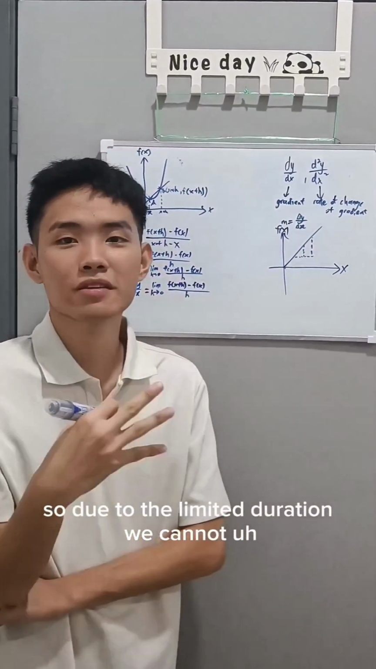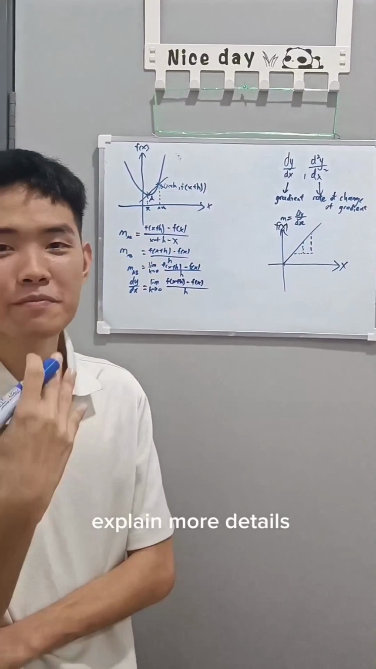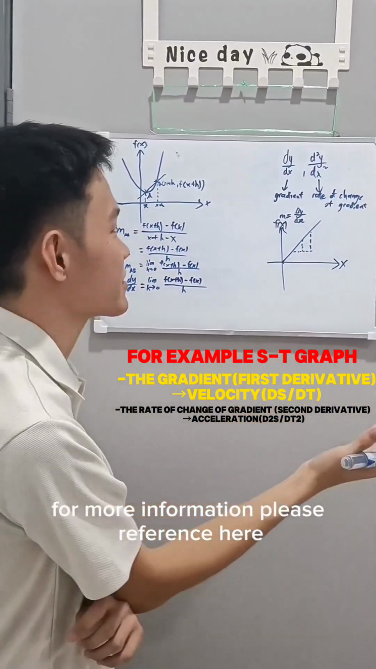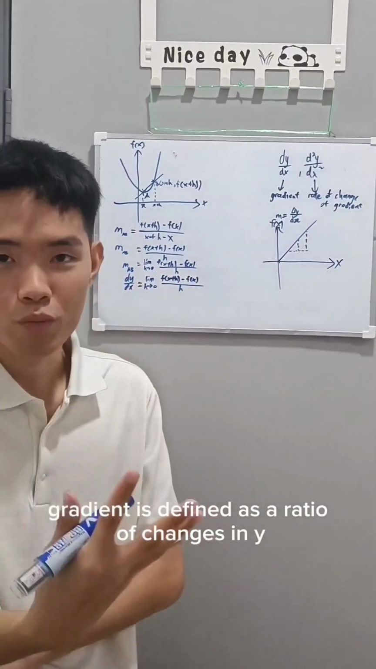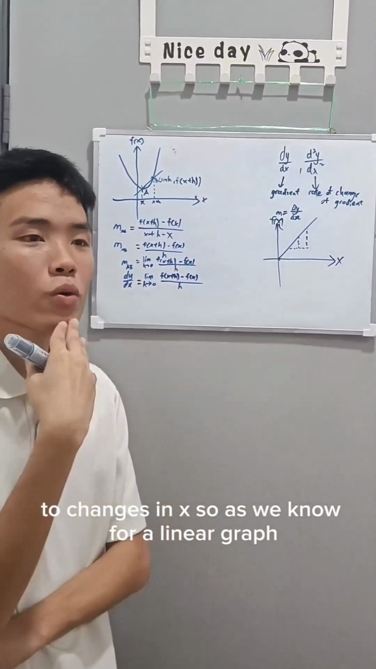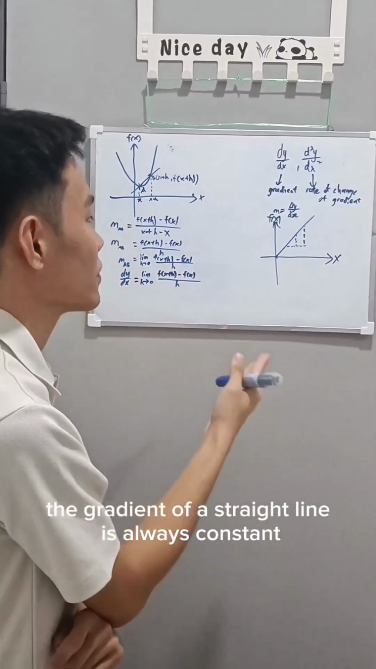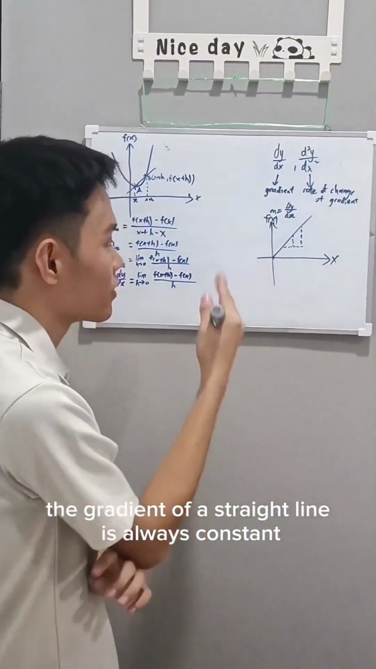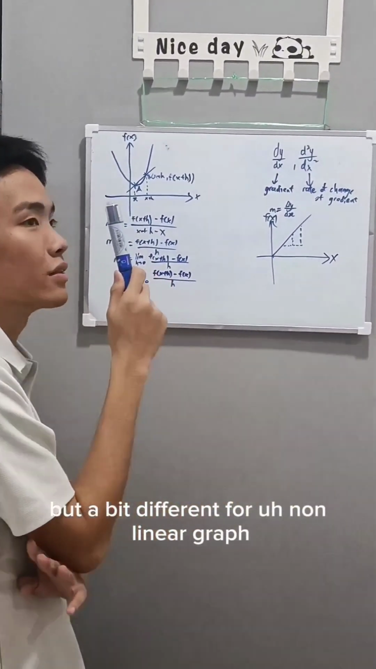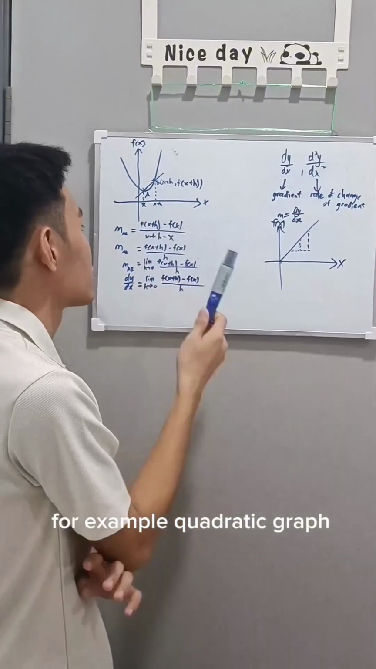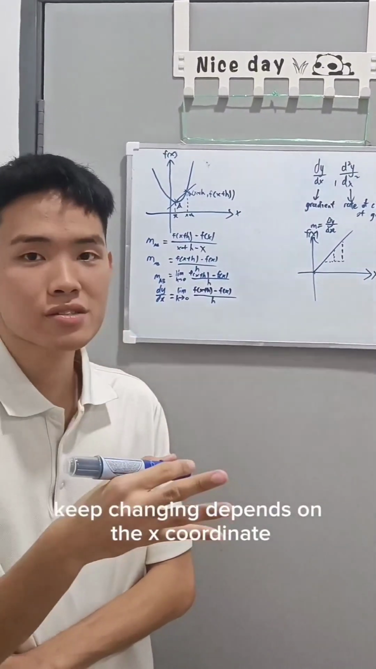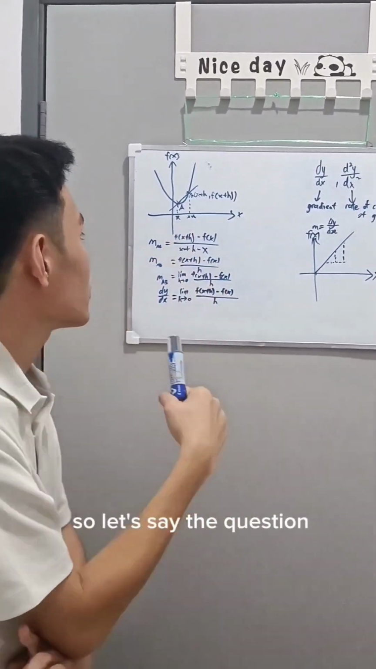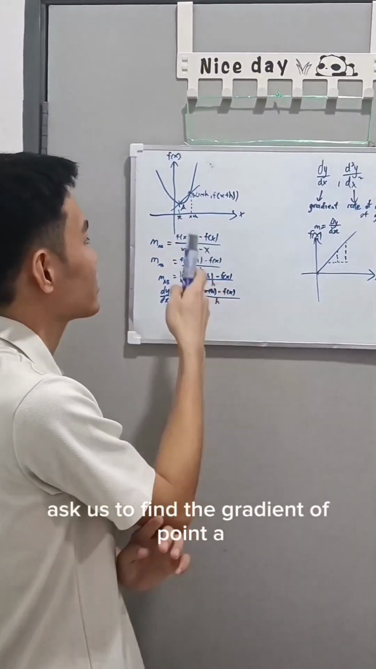Due to the limited duration, we cannot explain more details. For more information, please reference here. So what's gradient? Gradient is defined as a ratio of changes in y to changes in x. For a linear graph, the gradient of a straight line is always constant, but it is a bit different for a non-linear graph. For example, for a quadratic graph, the gradient keeps changing, depending on the x coordinate.